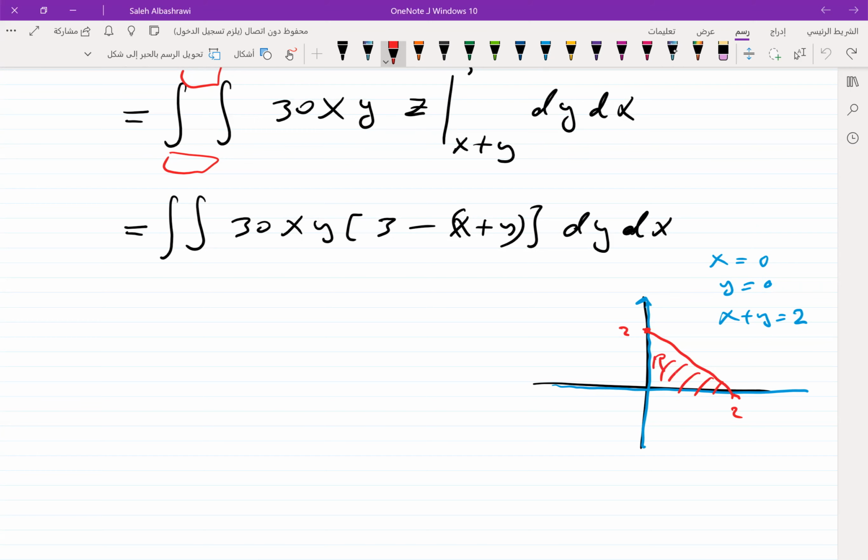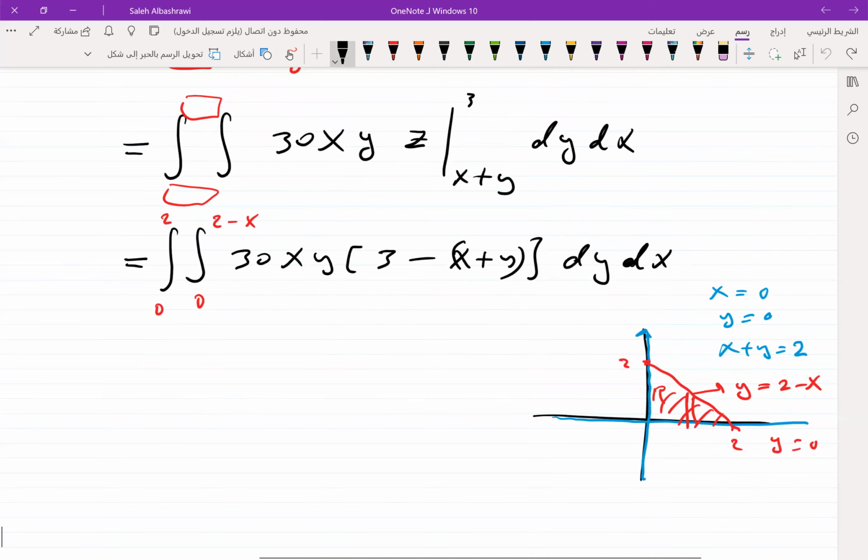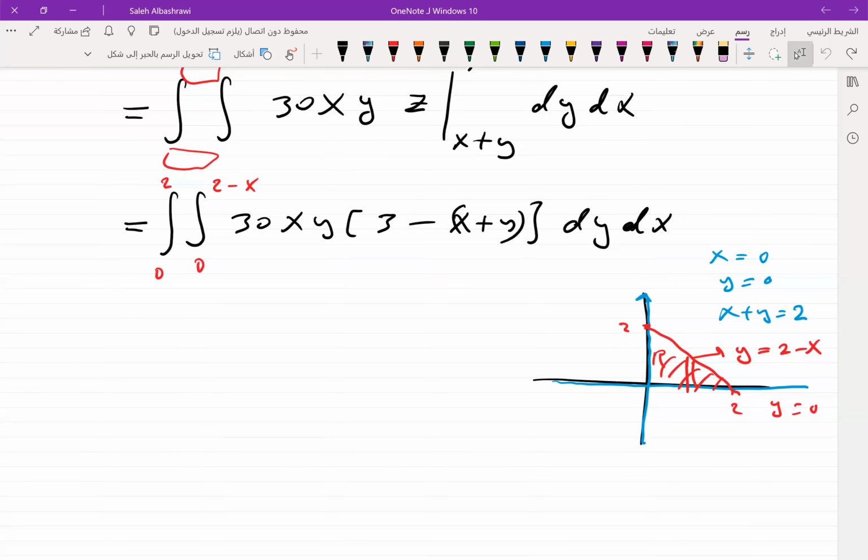So this line is y equal to 2 minus x. And this one is y equal to 0. So the limit for y will be from 0 to 2 minus x. Now if y equals 0, I will have 0 to 2 for the variable x. So these are the limits for y and x. Now I integrate with respect to y, opening the bracket first.